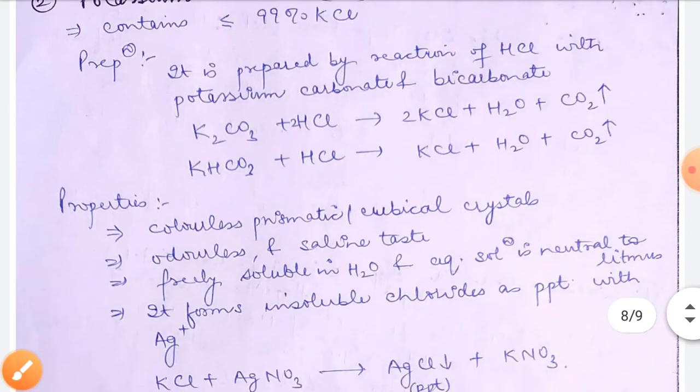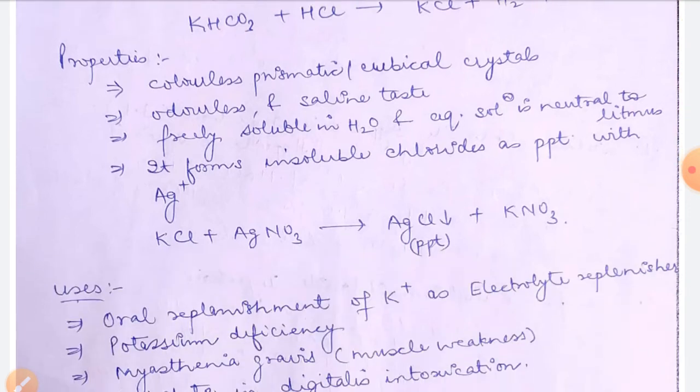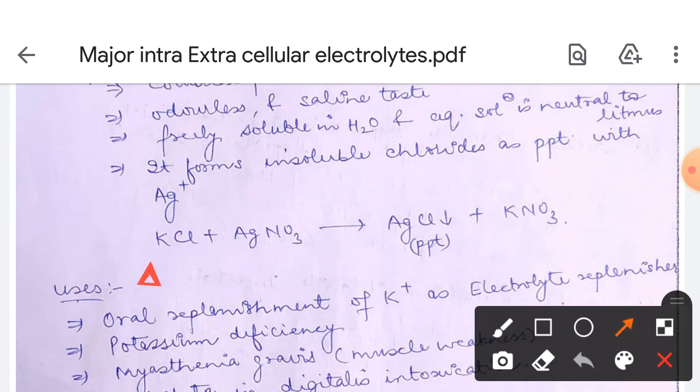Now the properties are, it is same as that of sodium chloride, that it is colorless, prismatic, cuboidal crystal, odorless and saline taste, freely soluble in water, and aqueous solution is neutral to litmus. It forms insoluble chloride as precipitate with silver. Same property as that of sodium chloride, that when the sodium chloride is reacting with the silver nitrate, it forms the silver chloride. Here only the potassium changes, that is here potassium chloride is reacting with the silver nitrate and forms silver chloride, which gives a white precipitate.